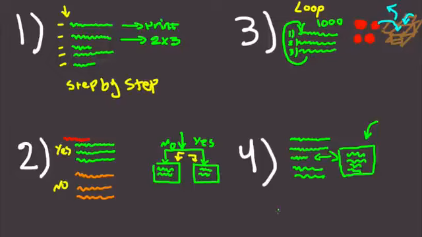So I hope this video helped you to understand computer programming. If you understand these 4 concepts, then it's very simple to understand how computers work, because you can basically break down every piece of software into these constructing modules or parts.